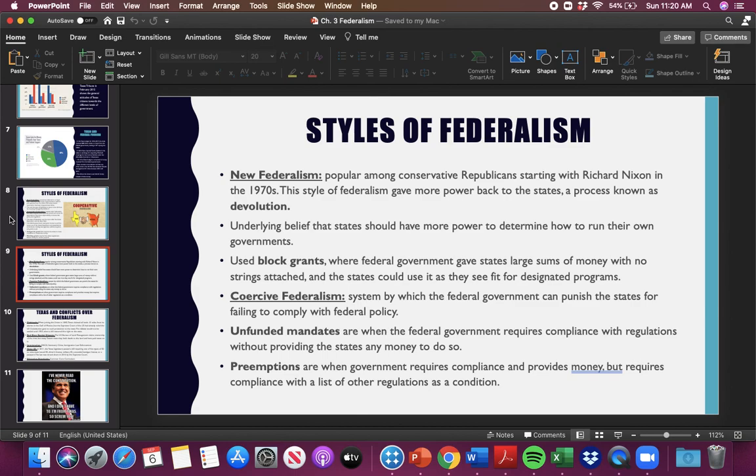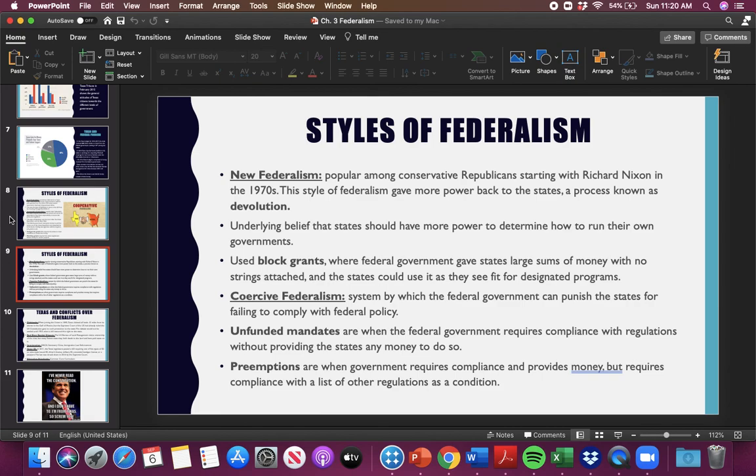Coercive federalism is the name that conservatives gave to cooperative federalism because they felt the federal government was using the money to coerce them into doing things they didn't want to do. Unfunded mandates are when the federal government requires compliance, but they don't give the states money to comply.